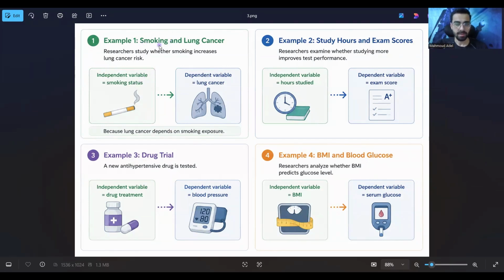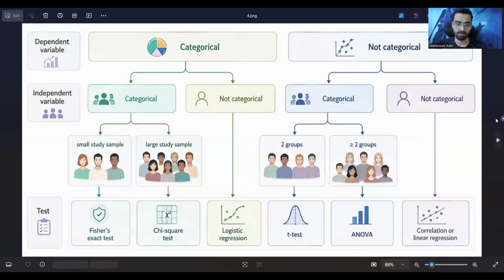Let's see some examples. Smoking, the independent variable, leads to an outcome which is lung cancer, the dependent variable. A drug treatment or antihypertensive drug, which is the independent variable, exposure or risk, leads to change in blood pressure, which is the dependent variable. Study hours lead to a change in the exam scores. So study hours is the independent variable and exam scores are the dependent variable.